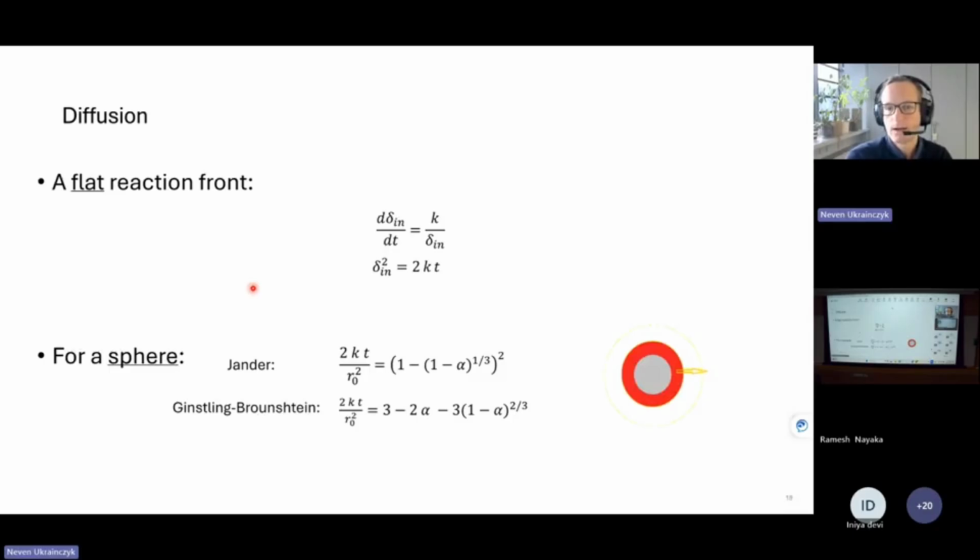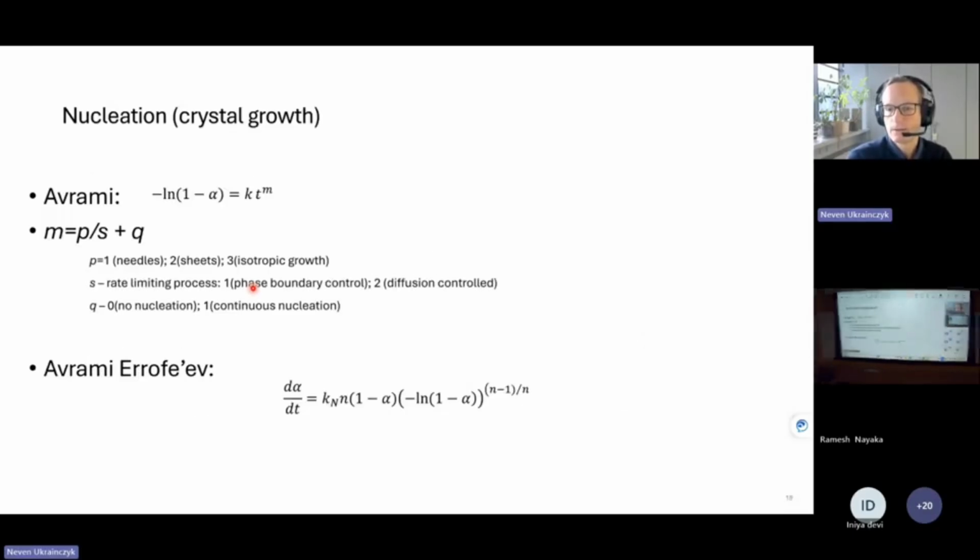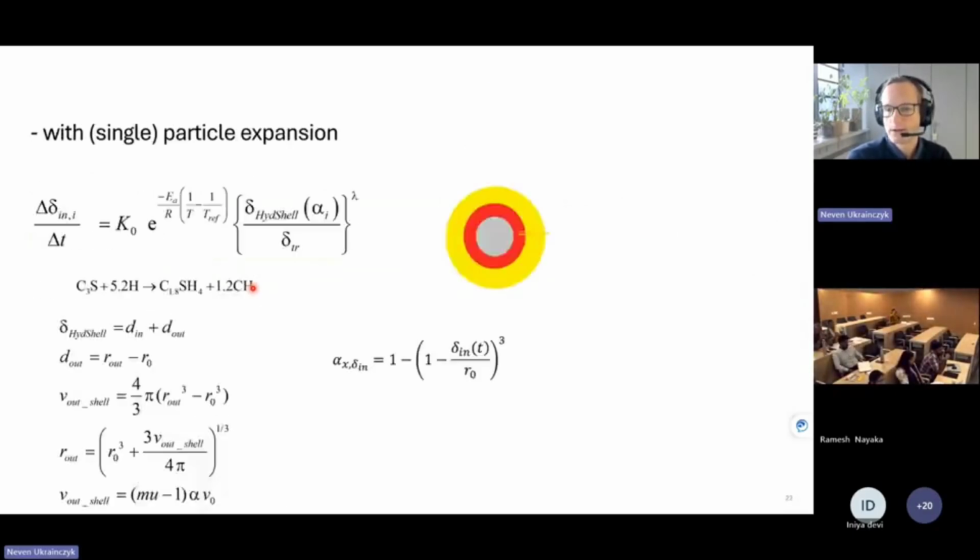So with this, I can now continue to show you the Hymostruc model.